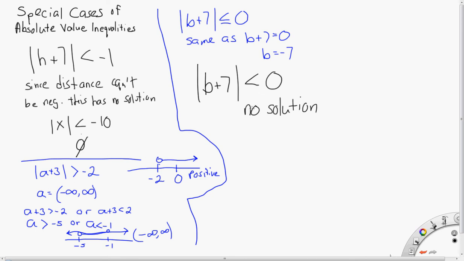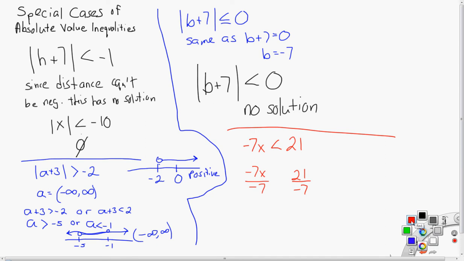So these are special cases of absolute value inequality. And here's a little reminder. When you multiply or divide by a negative, so if I have negative 7x is less than 21, negative 7x divided by negative 7, 21 divided by negative 7. Switch the sign. Was less than. It is now greater than.